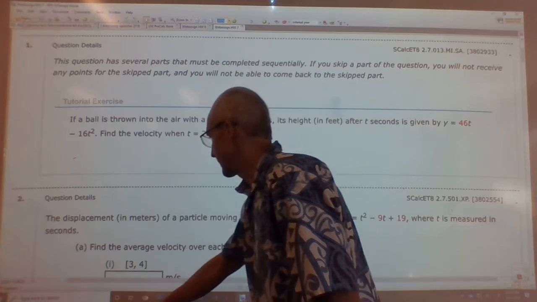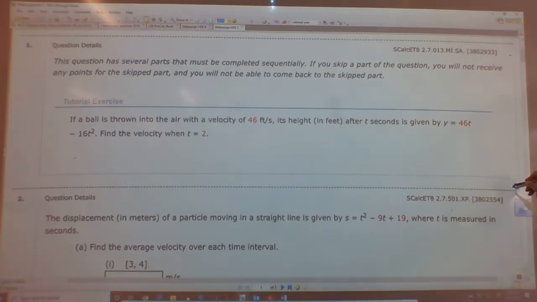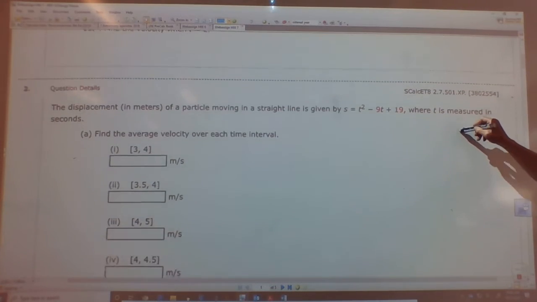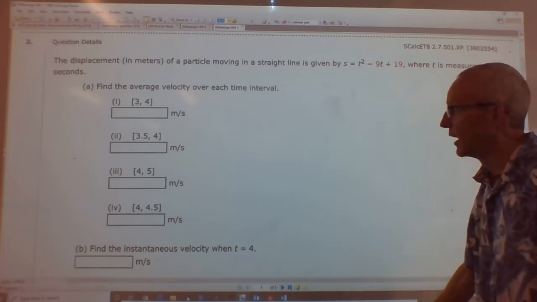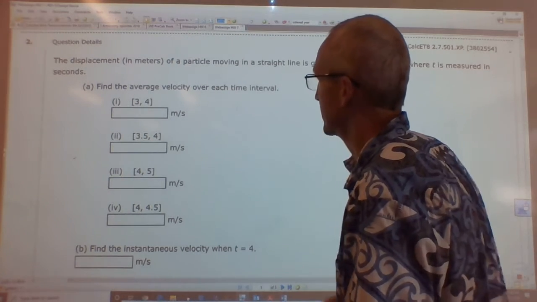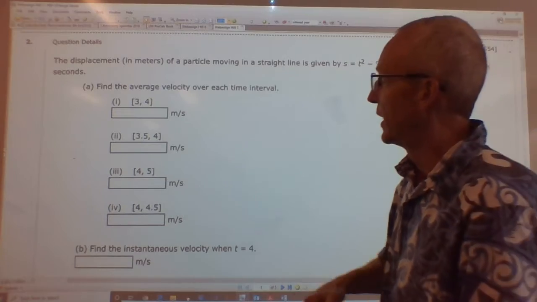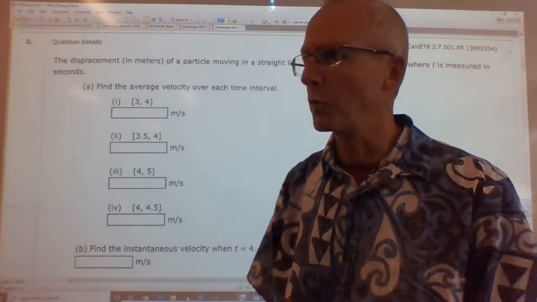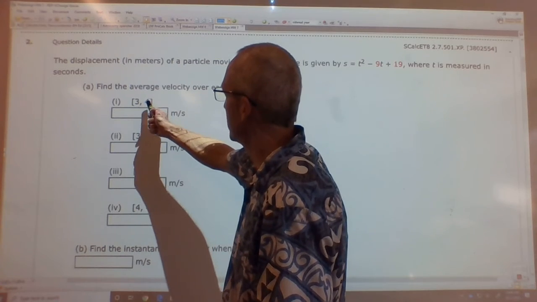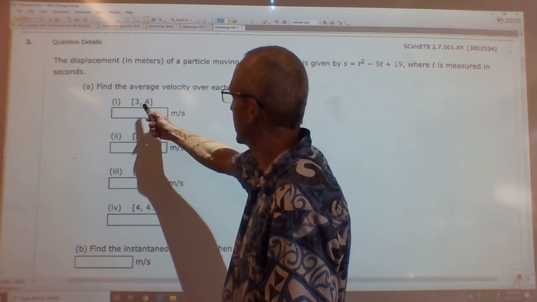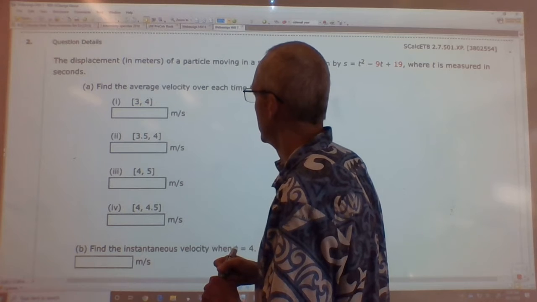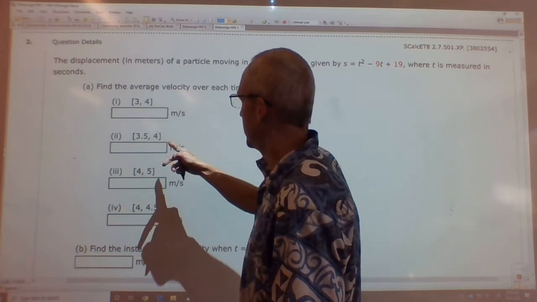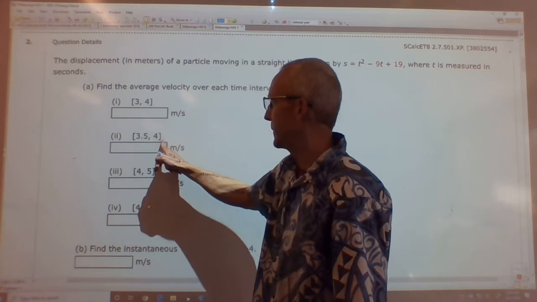Now they're going to give us a bunch of stuff here to kind of get the feeling for it. So the average velocity over each time interval. To figure out the average velocity over each time interval, you got to figure out how far it went and divide that by time. So where is it at 3? Where is it at 4? Subtract those two things and divide it by 1 second. Okay? So here it's only half a second. You divide it by a half a second.